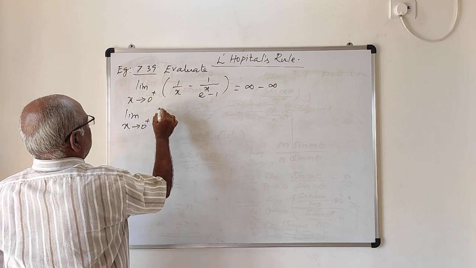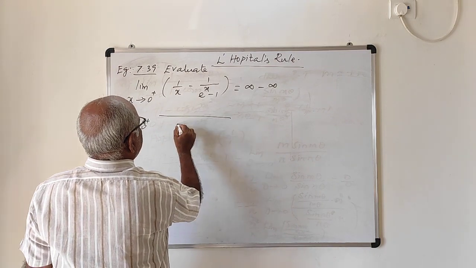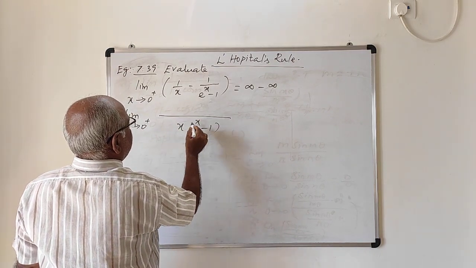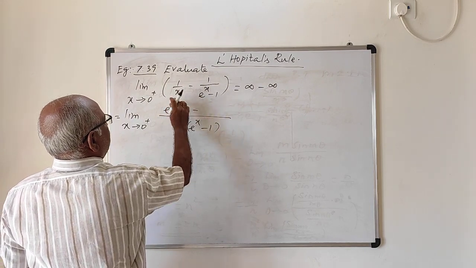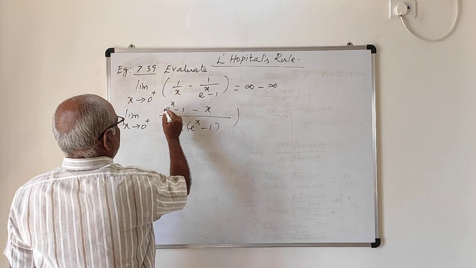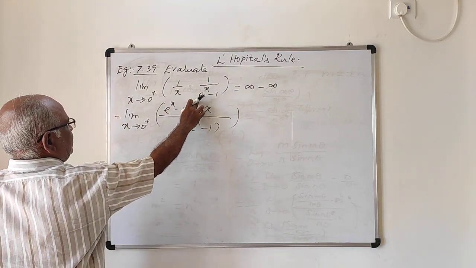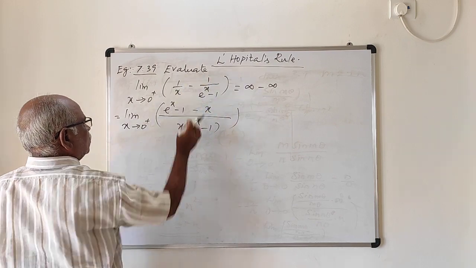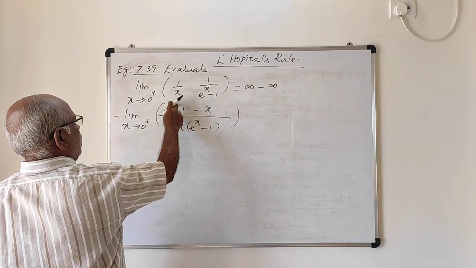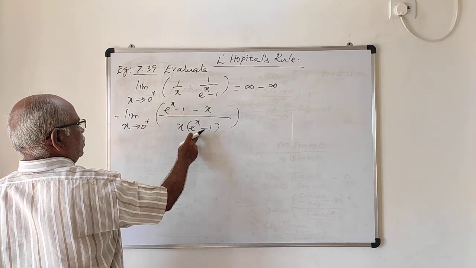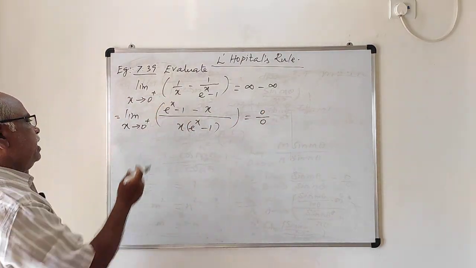You rewrite this problem taking x into e power x minus 1 as the LCM. You will get 1 into e power x minus 1 minus x into 1, which is x. So this problem becomes e power x minus 1 minus x, over x into e power x minus 1. Now apply the limit as x tends to 0: e power 0 is 1, 1 minus 1 is 0, minus 0, so 0. Here it is of the form 0 by 0 if you put x equal to 0. It is also an indeterminate form.